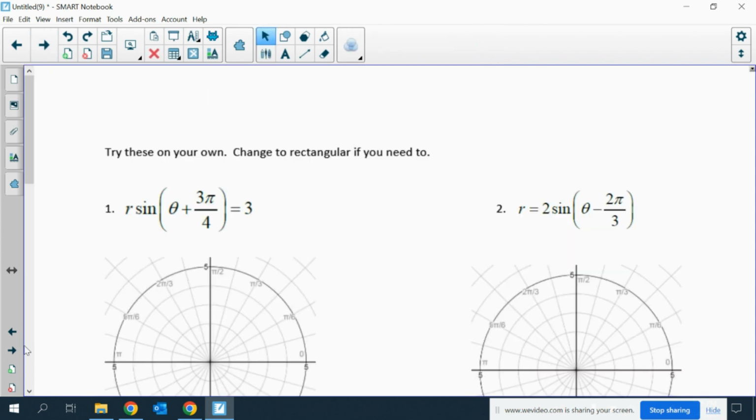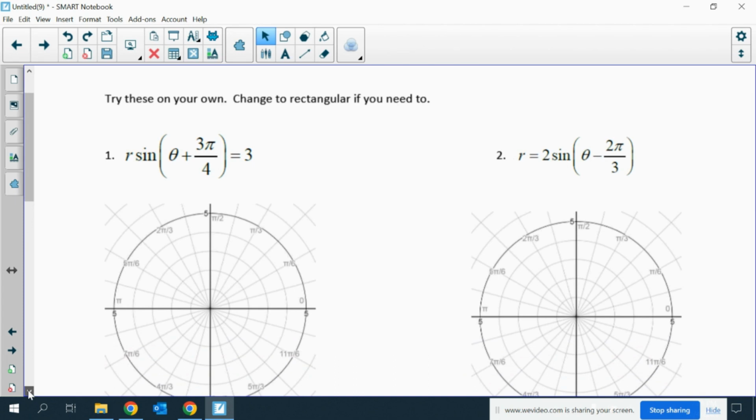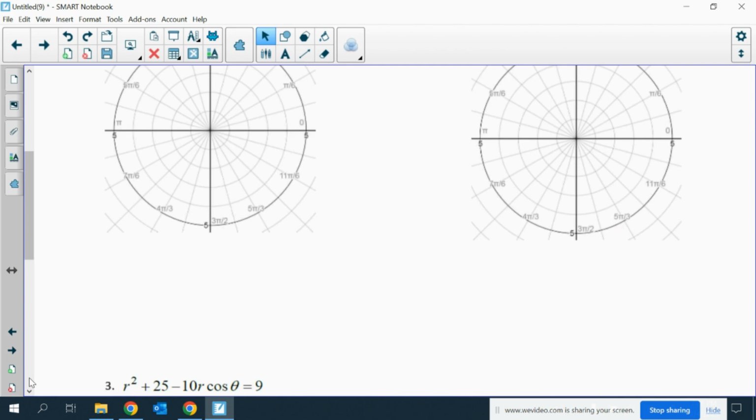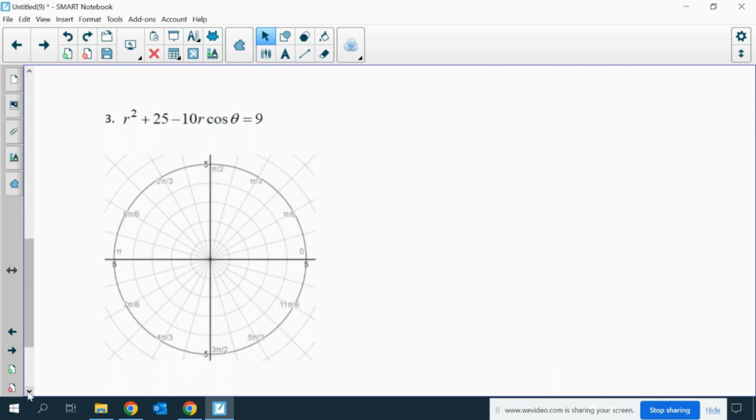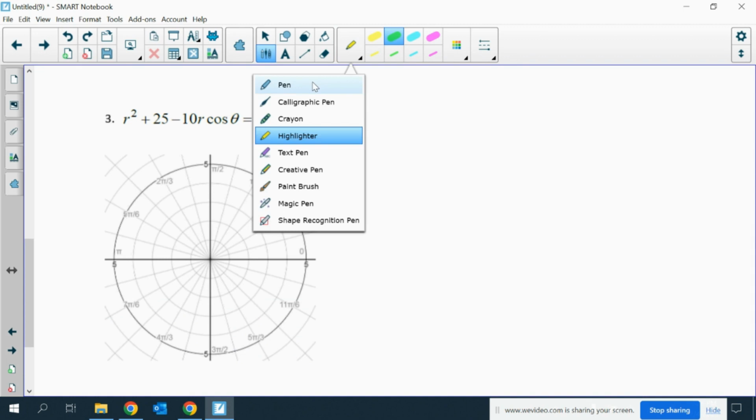Try these 3 problems on your own. Pause the video. r sine of theta plus 3 pi fourths equals 3. R equals 2 sine of theta minus 2 pi thirds. And r squared plus 25 minus 10r cosine theta equals 9. Pause the video and see if you can get the answers.